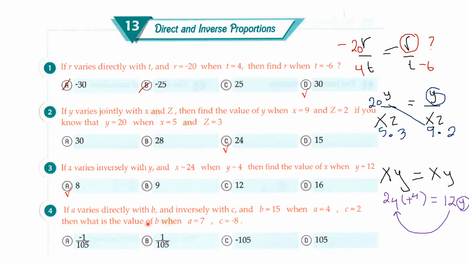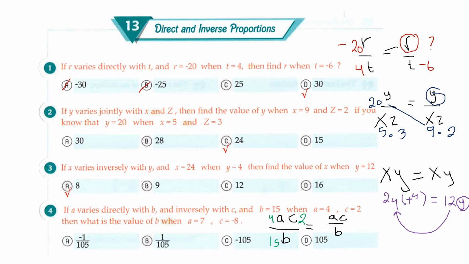If A varies directly with B and inversely with C, remember this, the equation will be: directly, B will come down, and inversely with C, the C will come up. Inversely will be up, the directly will be down, equals A over B. If you know these equations, you will solve the questions in a second. And then what did they give me? They gave me B equals 15 and A equals 4 and C equals 2. Multiply these together.